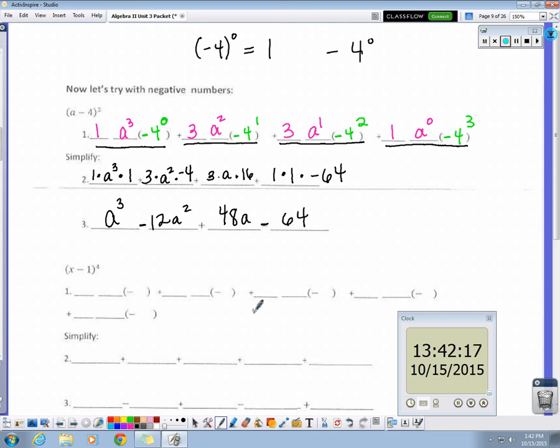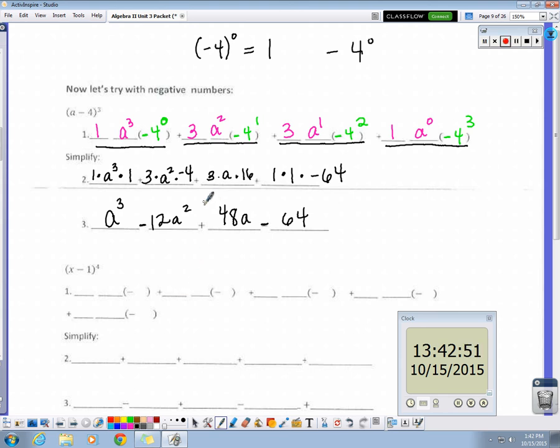Okay, let's talk about some patterns here. See how it's positive, negative, positive, negative? It will always alternate like that when you're dealing with negatives. See how this is a minus 4? Anytime you're dealing with a negative number in your binomial, it will always alternate. So in a multiple choice test, that could help you throw out some of the wrong answers. Like, if this were a minus 4 and every single term was negative in the answer, that can't be right. It has to alternate. Now let's talk about why it alternates.